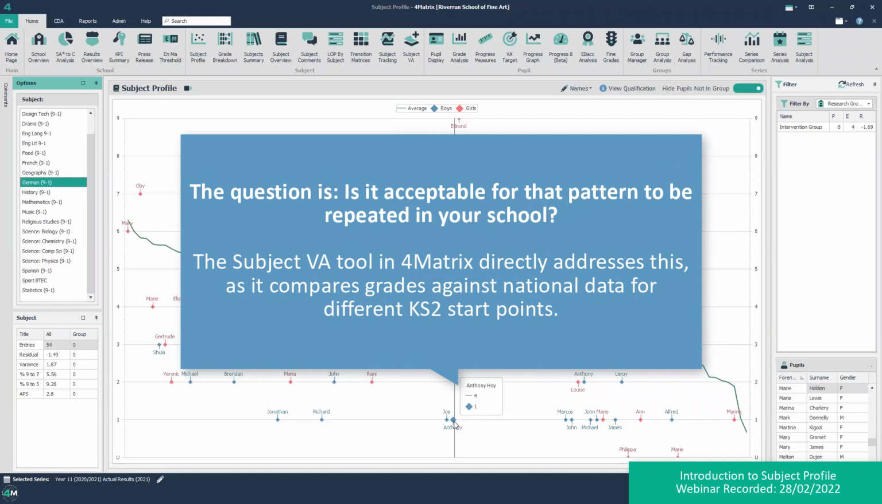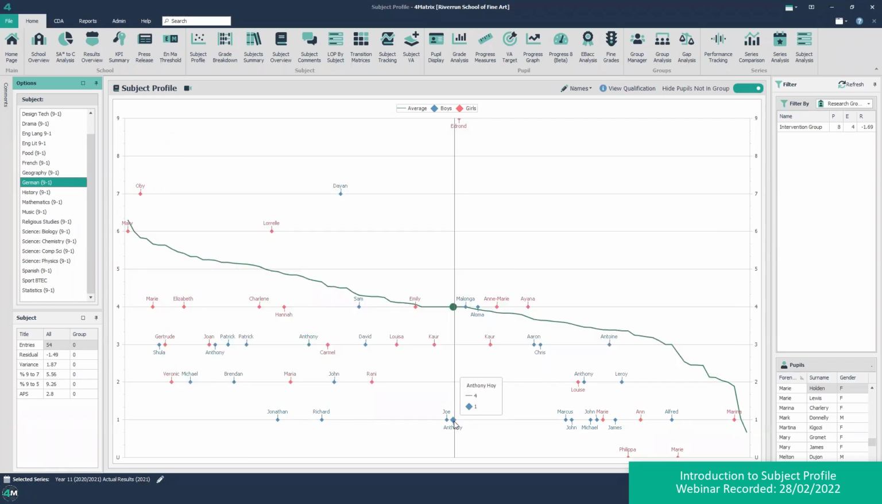And I think that some would say yes, it is, and others would say no. Again, that's something for you to decide when you're doing your analysis. So it's worth noting at this point that the subject VA tool in 4Matrix directly addresses this, as it compares grades against national data for different Key Stage 2 start points. So I'll send you a link to a guide outlining how this tool works. We'll also do a webinar on this particular tool at some point in the future.